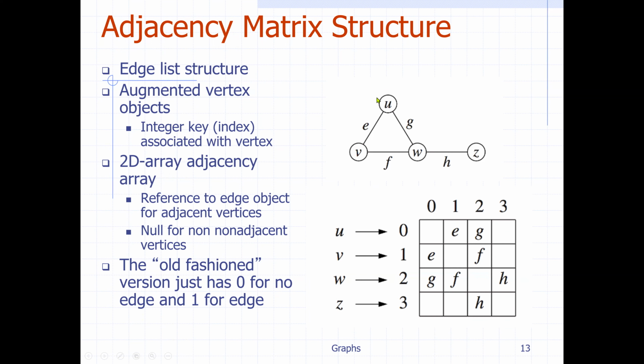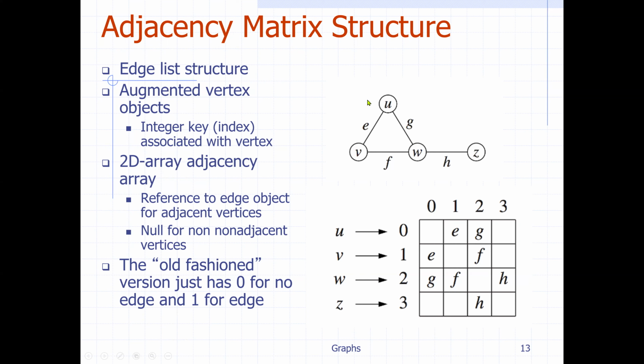So we have the 4 vertices U, V, W, Z. We represent them here: U will be 0, V will be 1, W will be 2, Z will be 3. And also at the columns 0, 1, 2, 3. Again, the reason why it is 4 by 4, 4 rows and 4 columns, is because we have 4 vertices.